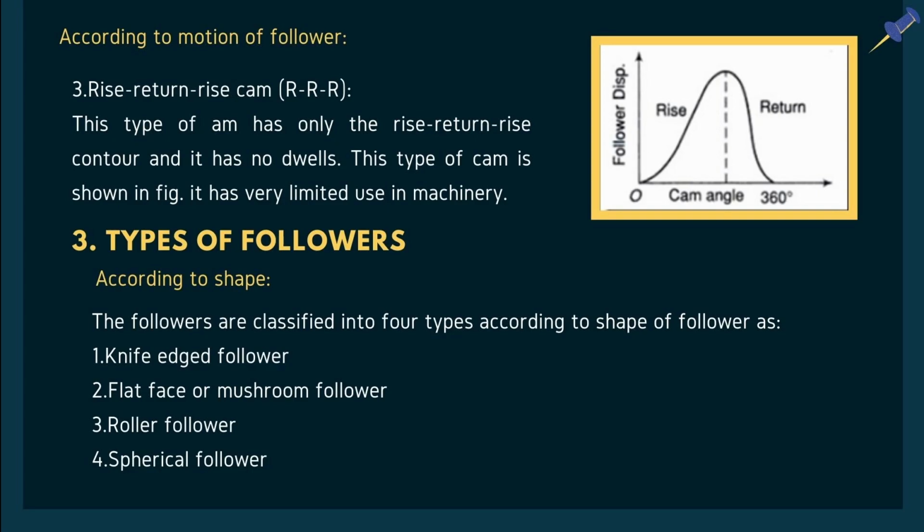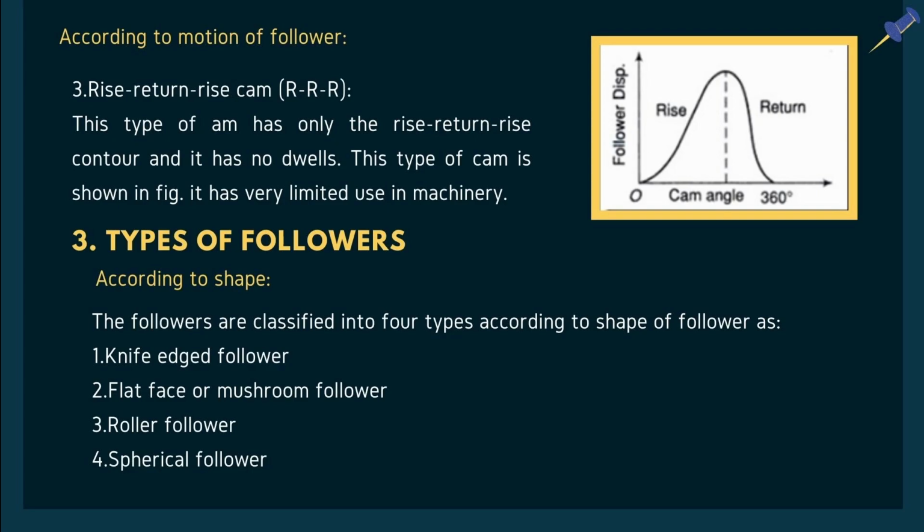Let's see classification of followers. There are three main types of follower, that is according to their shape or surface of contact. The second one is according to type of motion of follower and the last one is according to line of motion of follower. Let's see type of follower according to their shape.